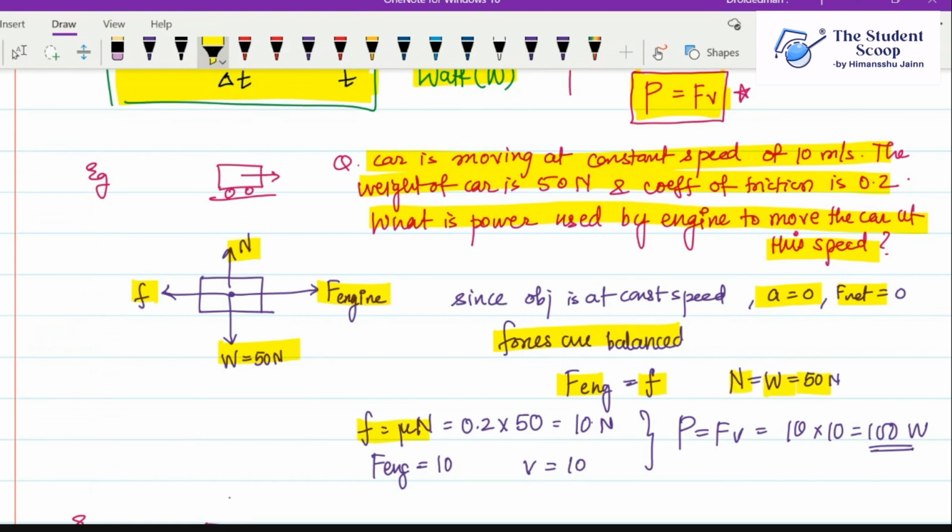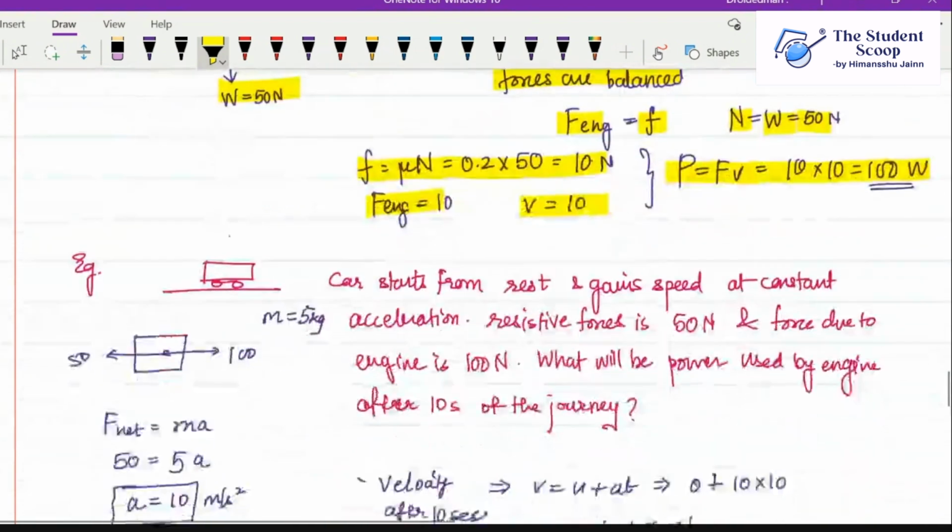So friction is given as mu times N, that will be 0.2 times 50, that is 10 newtons. Okay, and if we get the force of engine, we can also get the friction, because they are both equal. So in that case, v will be 10 as the constant speed. It is moving at a constant speed. So power generated will be the force due to engine, because we are calculating power used by the engine. So that will be equal to 10 into 10, so 100 watts will be our answer. Okay, is that clear? We will see one more example of this.